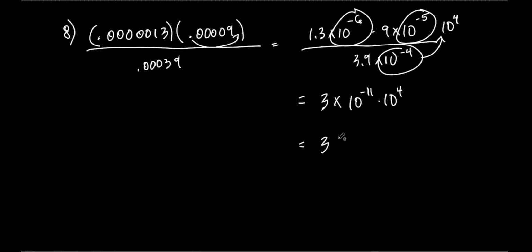So the 3 stays the same, times 10 to the negative 11th, 10 to the 4th. What do we do? We add the exponents. Negative 11 plus 4 is, how about negative 7? All right. And there you go. Is that the answer? I didn't tell you what the answer is. Yep, I'm looking at it. That's what it is. All right, number 9.